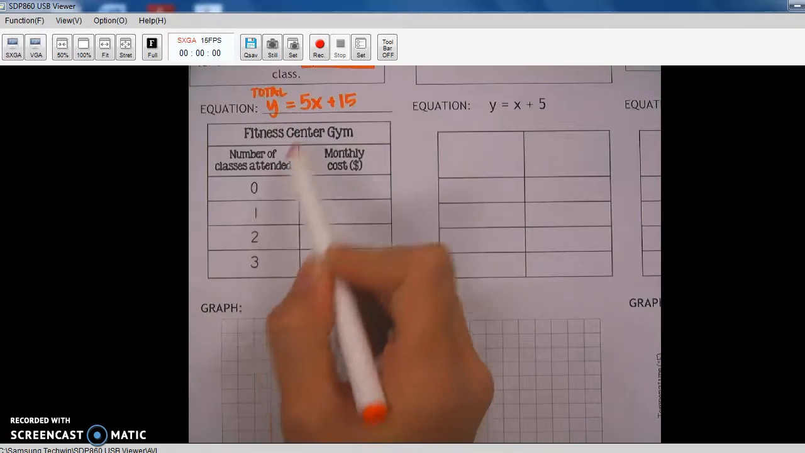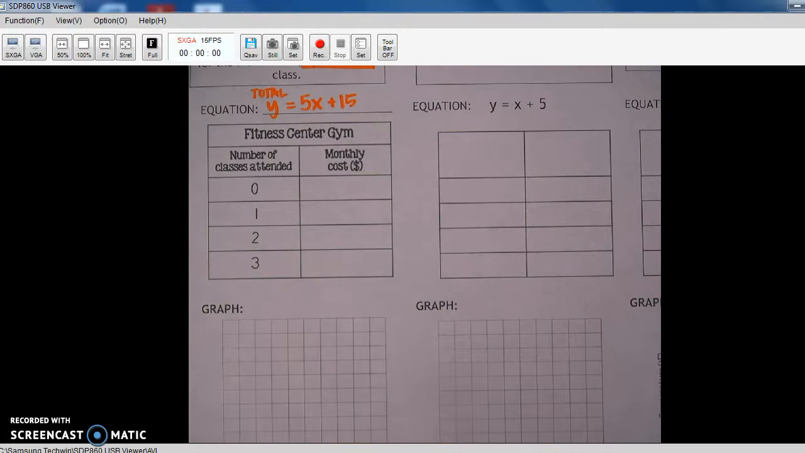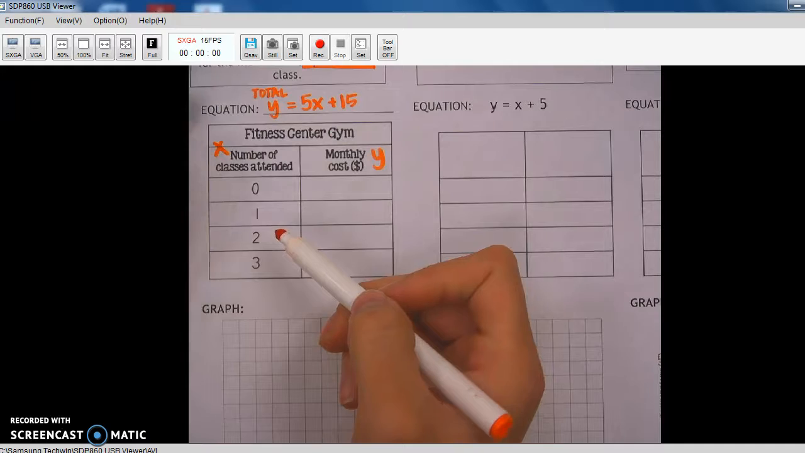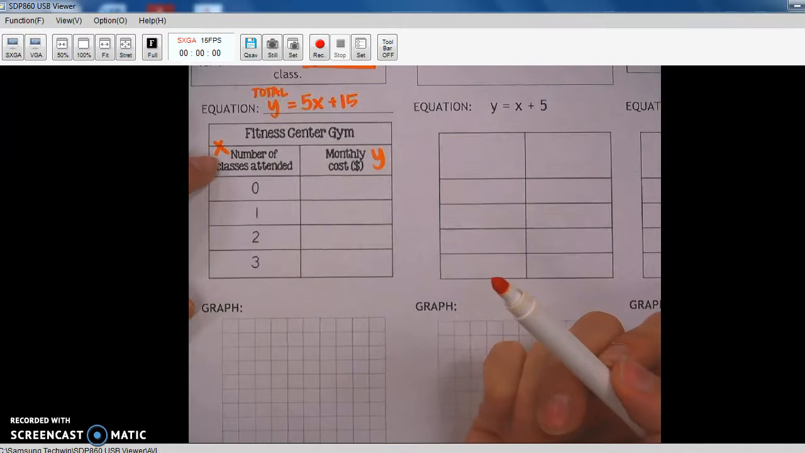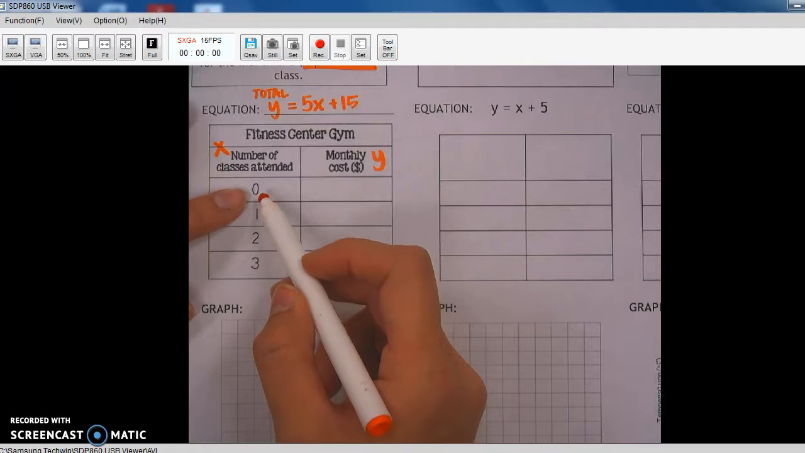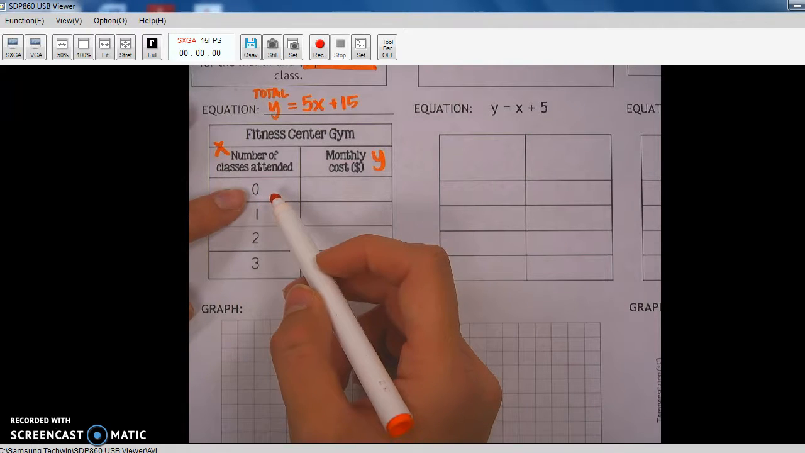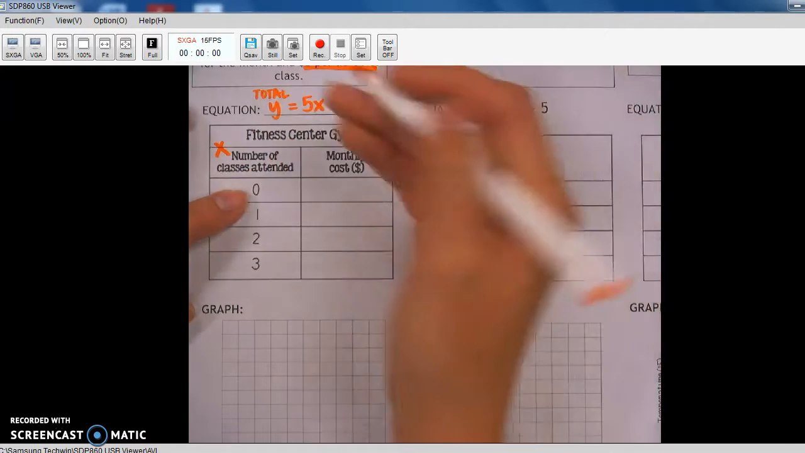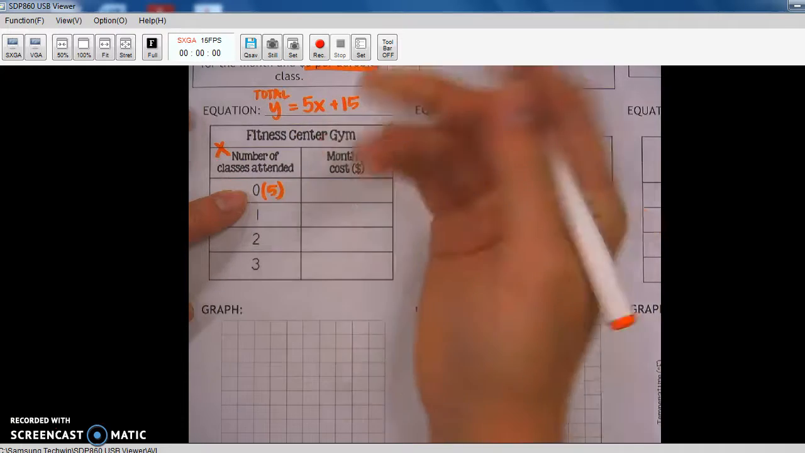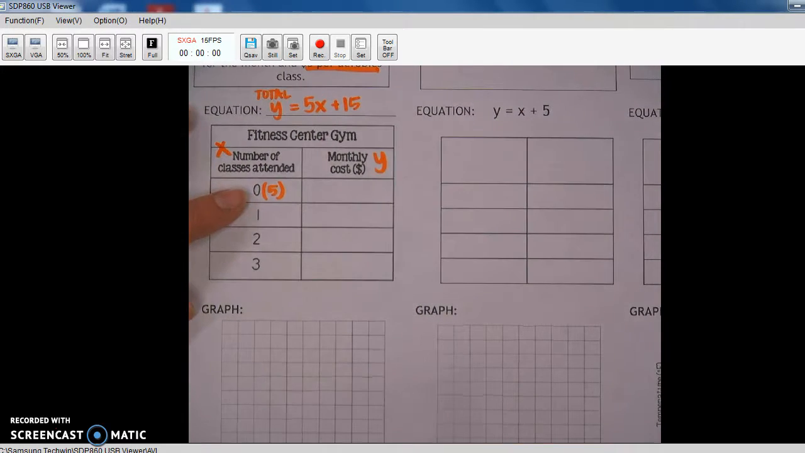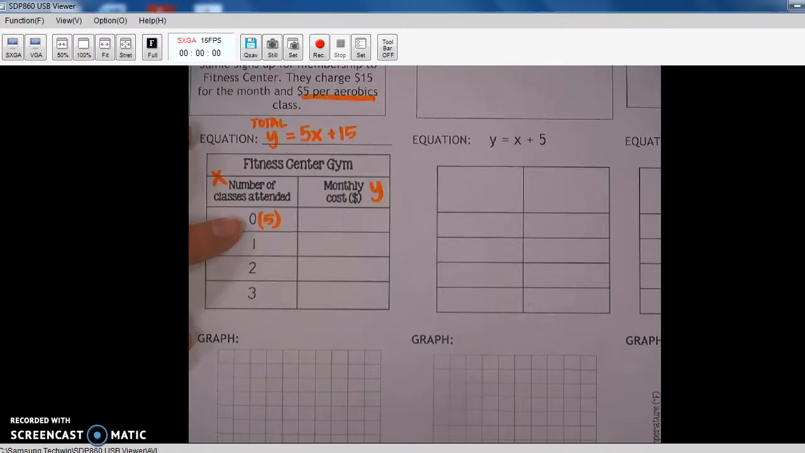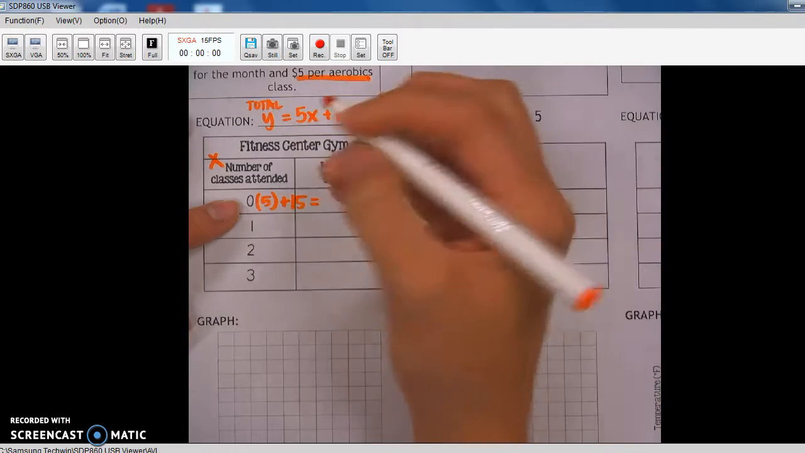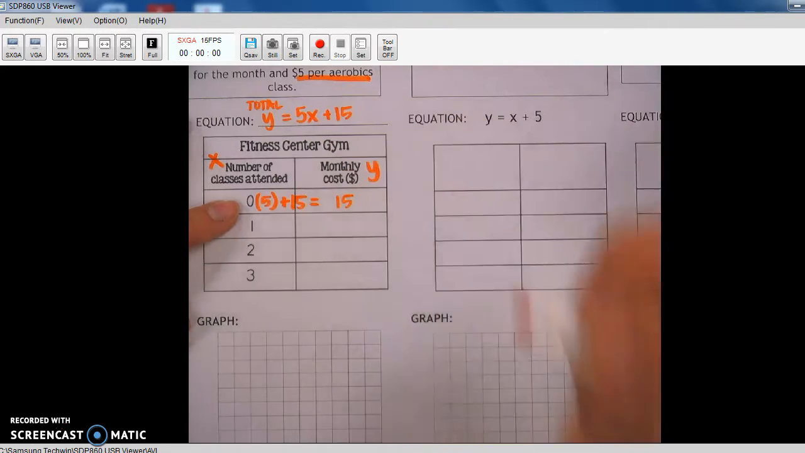Once I have my equation, I can use that to help me fill in my table. So remember, the left side is going to be x, the right side is going to be y. So my x values are the different numbers of classes she could attend. So let's say she attends 0 classes for the month. Well, she pays $0 because she would have to pay $5 per class. Well, 0 times $5 per class is still 0. She pays no money for the classes, but she also still has to pay that $15 for the month. So if we add the $15 for the month, her total monthly cost for 0 classes is $15.